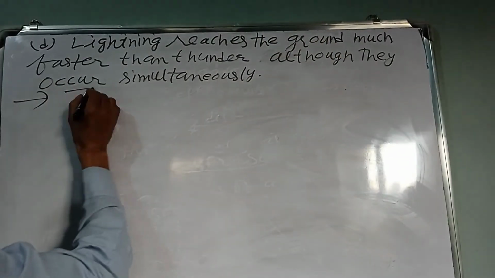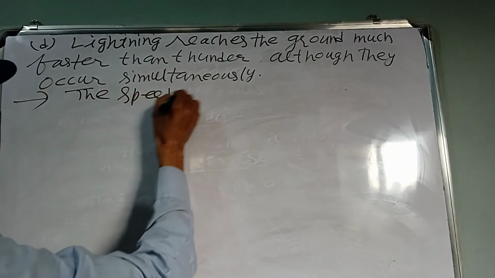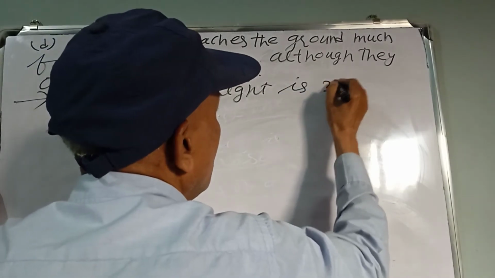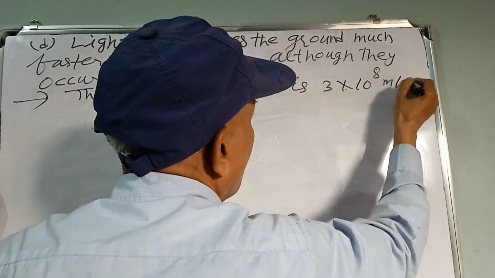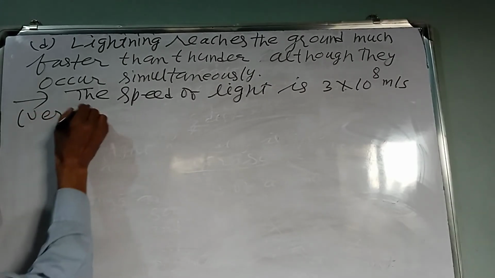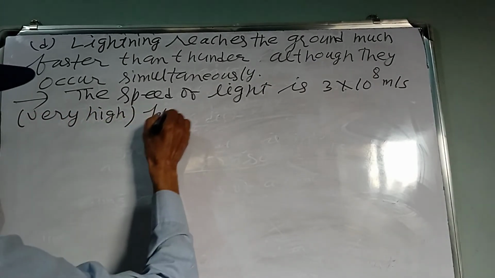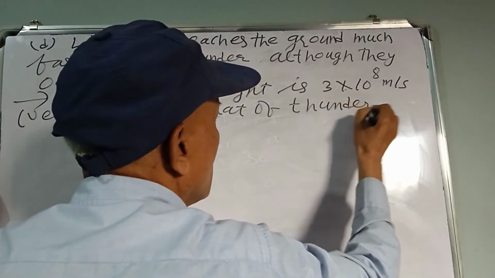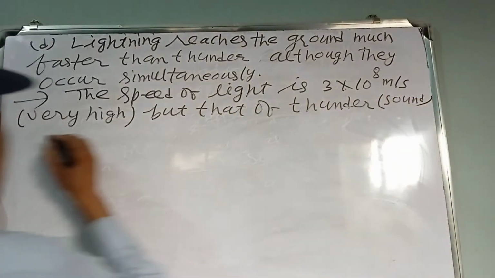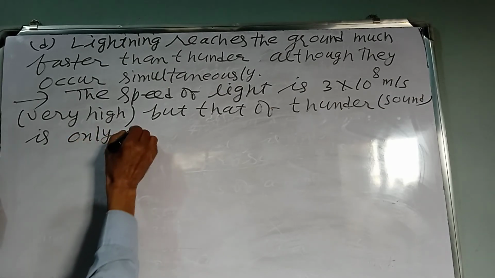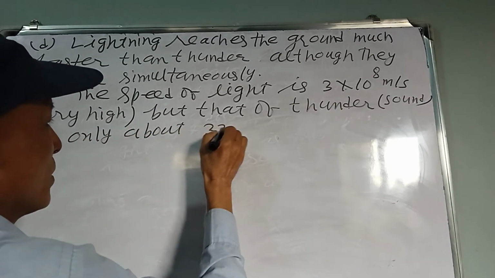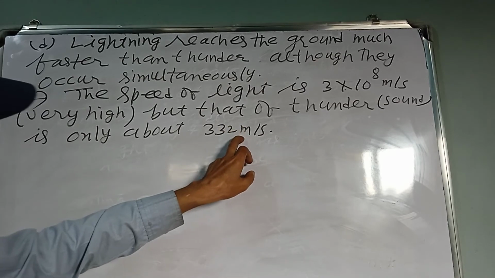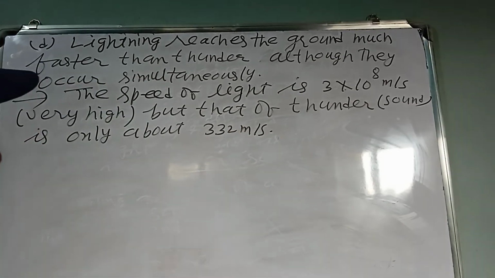Light speed high huncha. The speed of light or lightning, flash of light, is 3 × 10⁸ meter per second. Very high. But that of thunder sound is only about 332 meter per second. Here, about 332. It may be 331, sometimes 333, 334 also. Depends upon humidity.